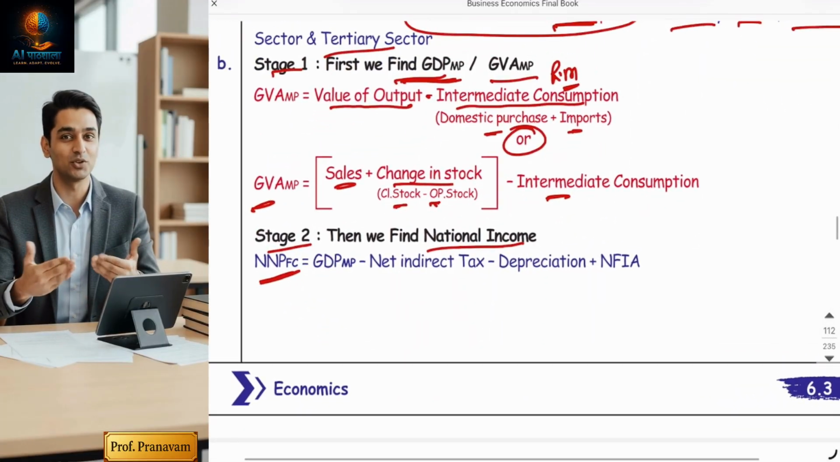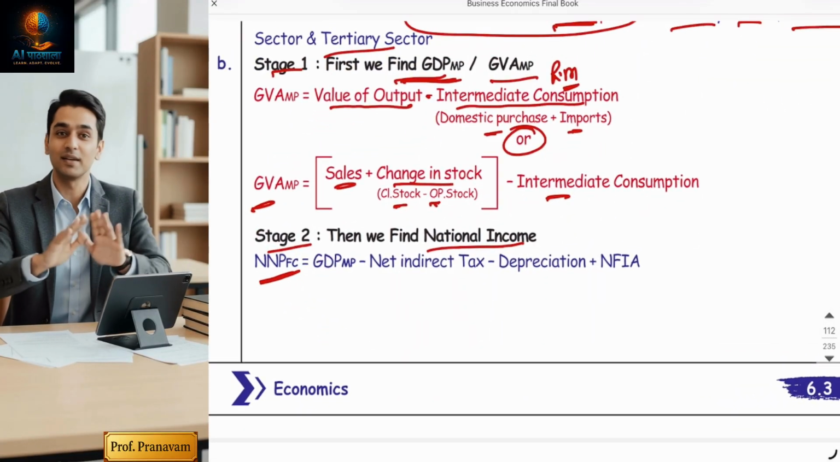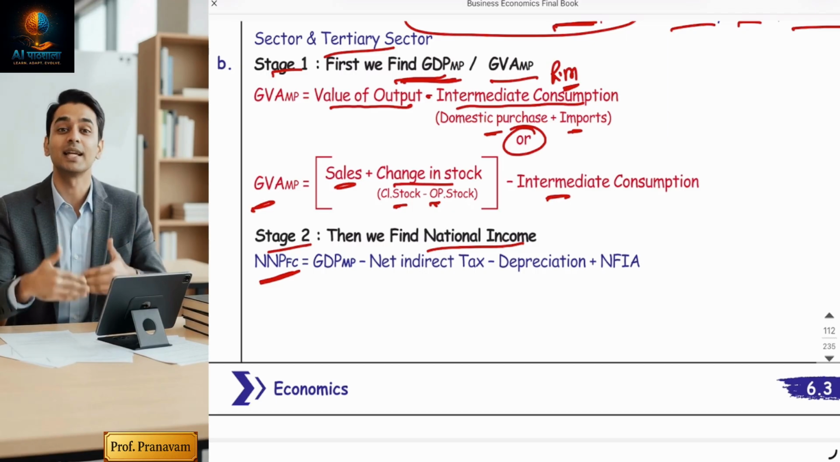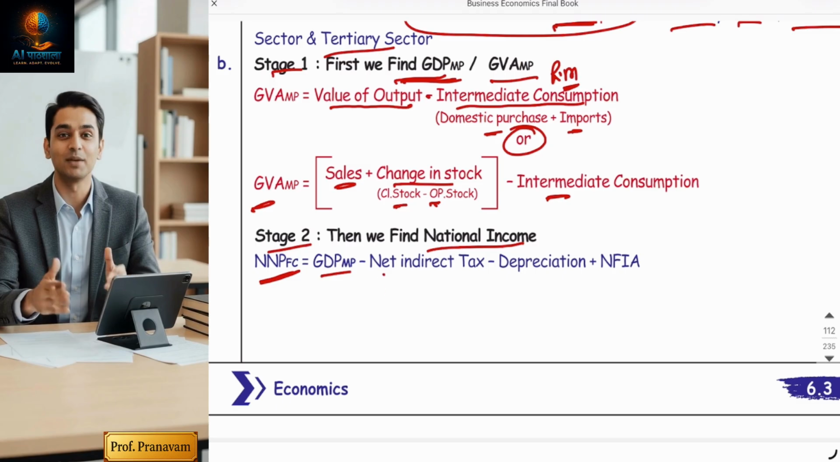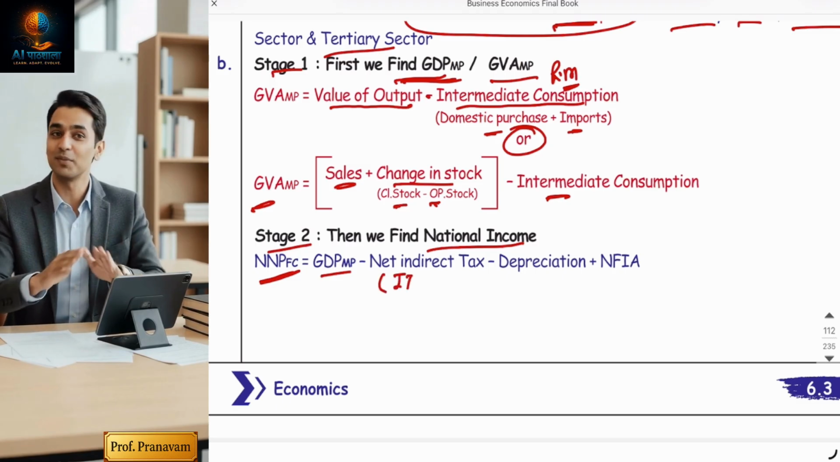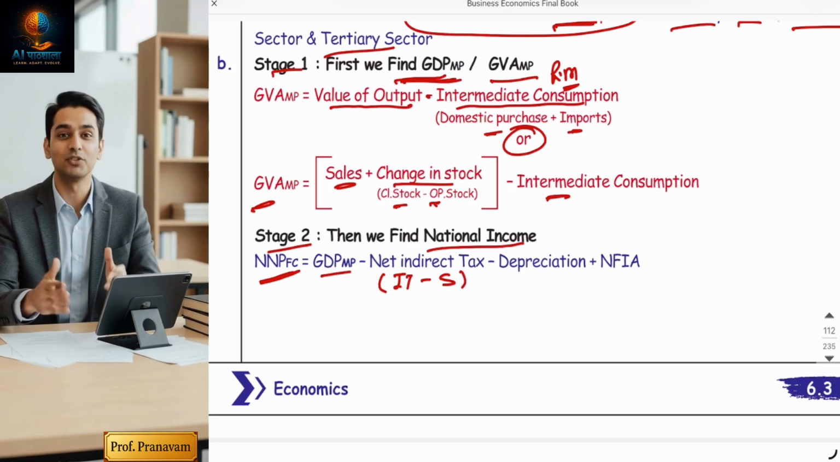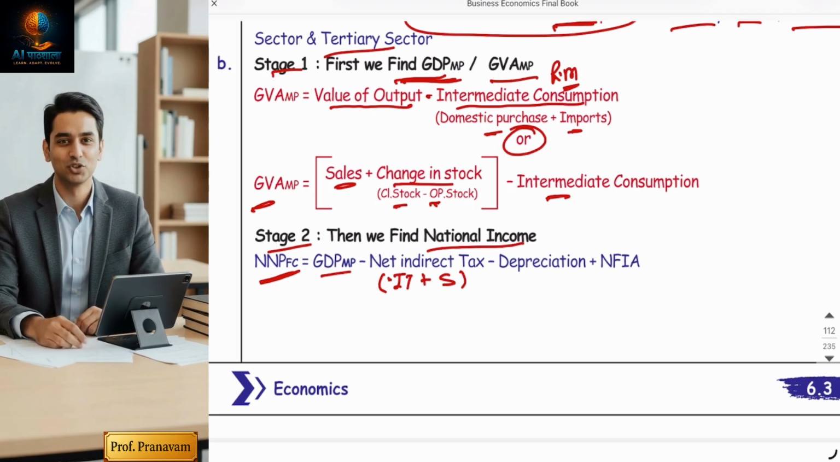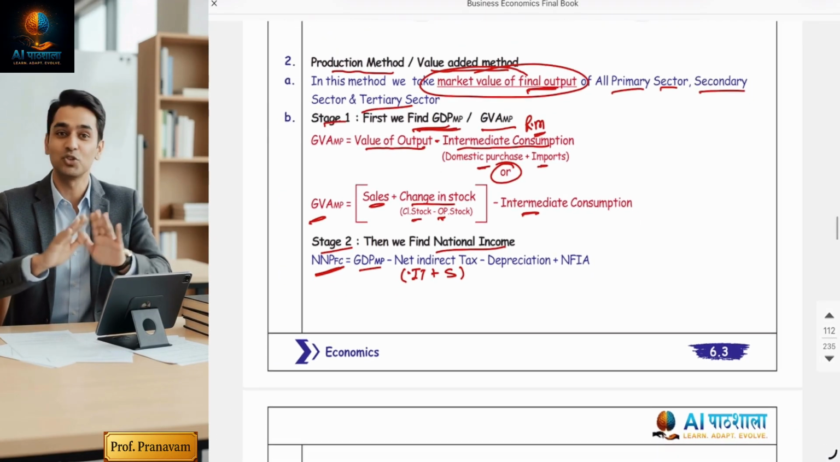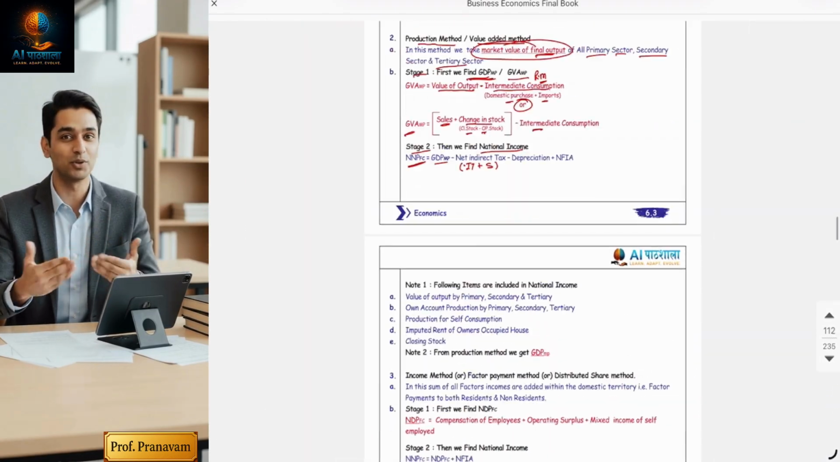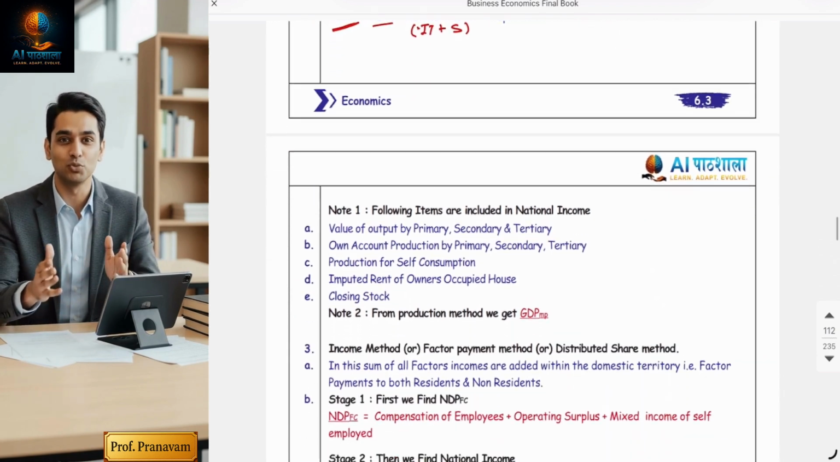So here it's actually a one-line formula; to make you understand, three layers have been made. GDP at market price minus net indirect tax. Net indirect tax means indirect tax minus subsidies. Then minus depreciation plus NFIA, you get NNP at factor cost. So this is how the production method will be used to calculate national income.